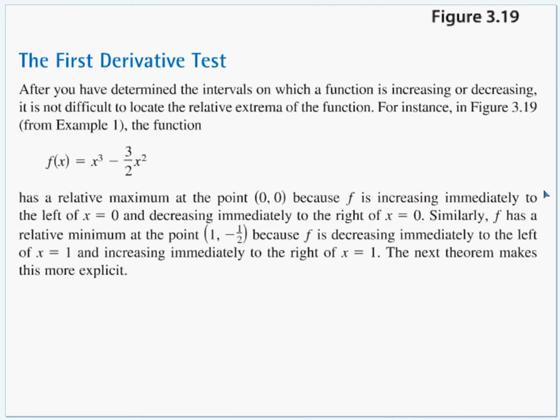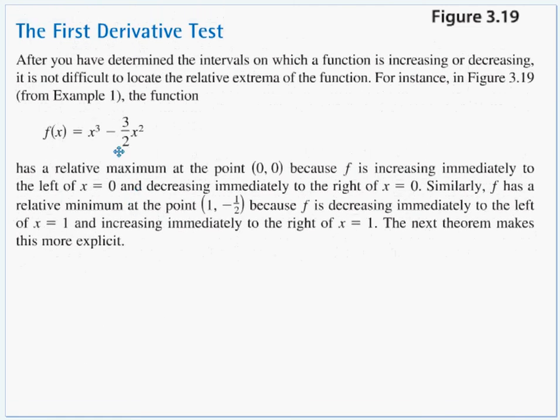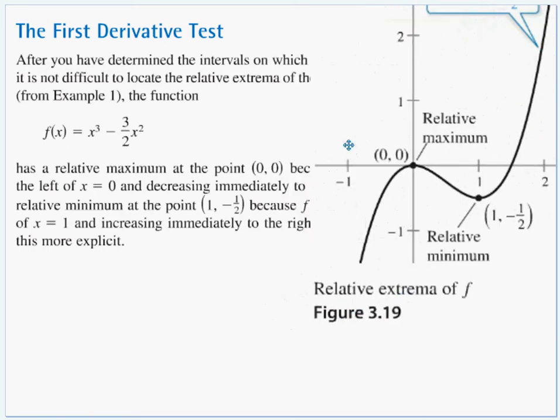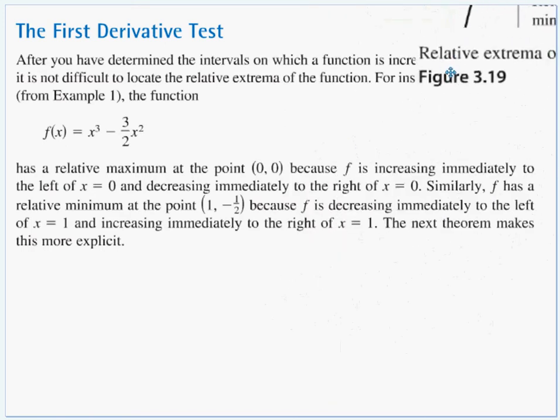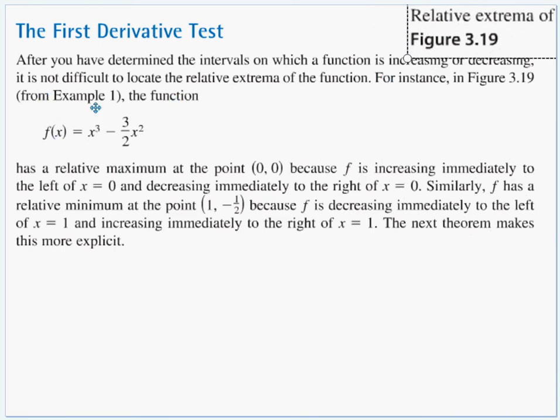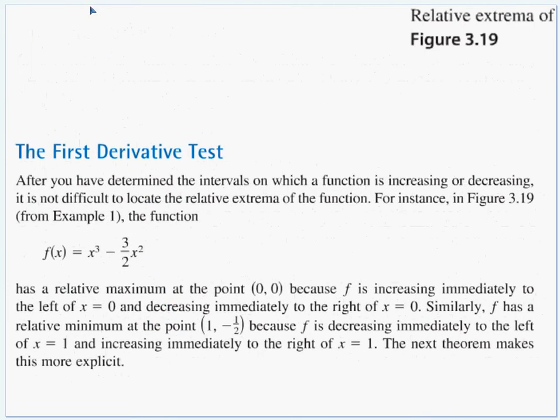Up next, now we get to the official first derivative test. And it says after you determine the intervals on which we're increasing or decreasing, it's not difficult to locate the relative extrema. For instance, the figure 3.19. This is the exact graph I just pointed out after the example ended. The function here, that's the one from example 1, has a max at 0, 0 because we increase to the left and we decrease to the right. Similarly, the function has a min at the point 1, negative a half because the function decreased to the left and then went to increasing to the right of it. The next theorem makes this more explicit.